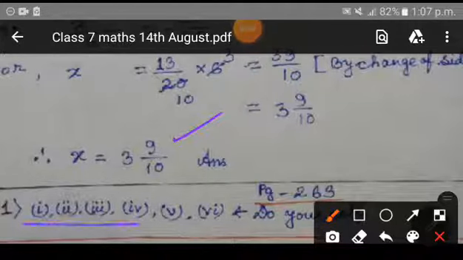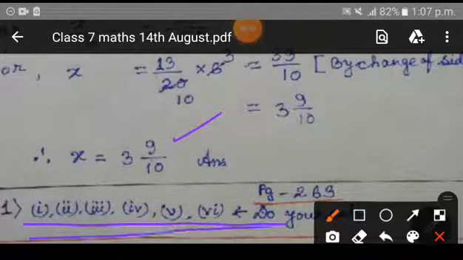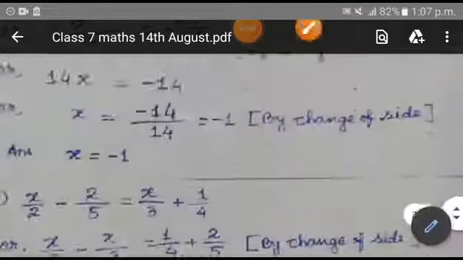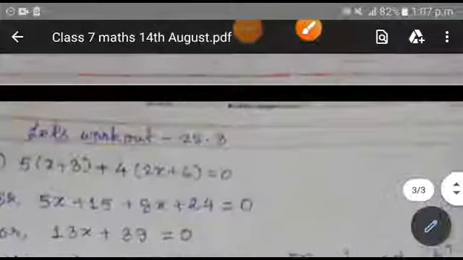Next you are going to do these sums in your homework. Okay. Sum number 1, parts 1, 2, 3, 4, 5 and 6. And the solved out sums, all these solved out sums you are going to do in your classwork notebook.